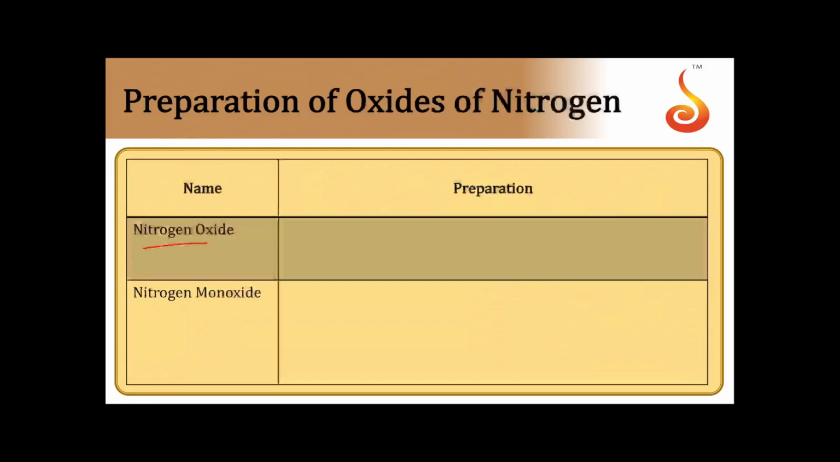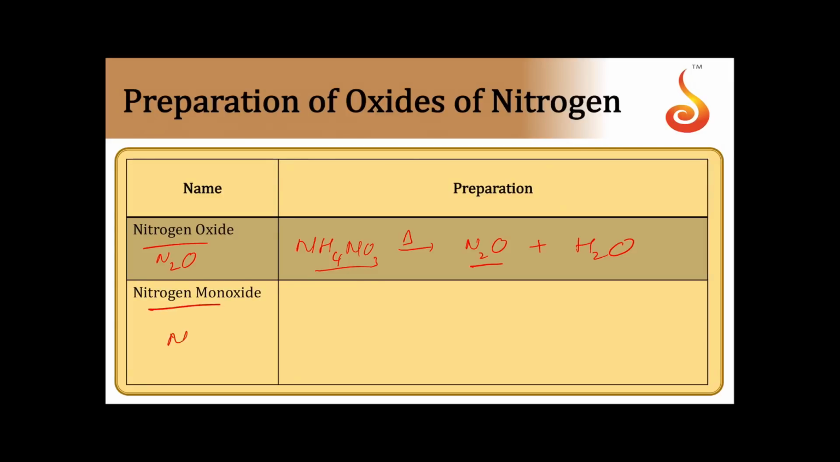First one, let us take nitrogen oxide, nothing but N2O, nitrous oxide. It is prepared by a simple reaction, by heating ammonium nitrate. NH4NO3, ammonium nitrate, on heating gives nitrous oxide. So by heating ammonium nitrate, we can get the compound N2O.